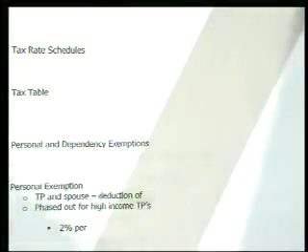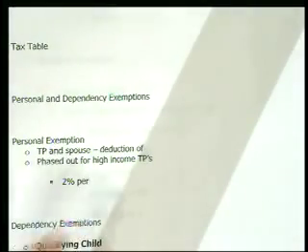So once you get down to taxable income, then you either use the tax rate schedules or you use the tax table based on your income. Okay, so we've talked about your filing status. So now we want to look at your personal and dependency exemptions. So let's go there and look at that.